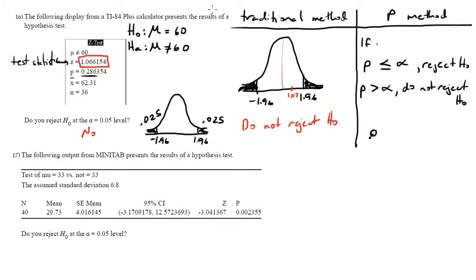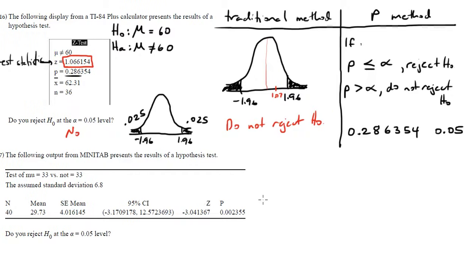P-value: 0.28634. I'm comparing that to alpha, 0.05. What symbol goes there? Is this less than that, or is this greater than that?